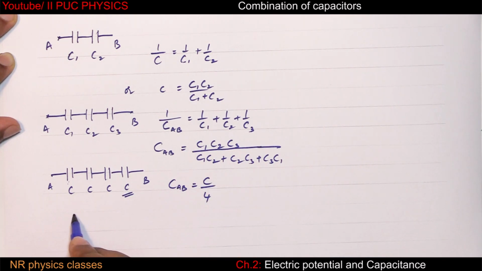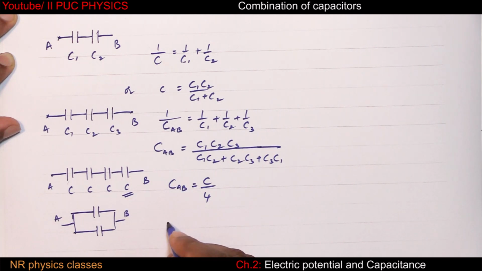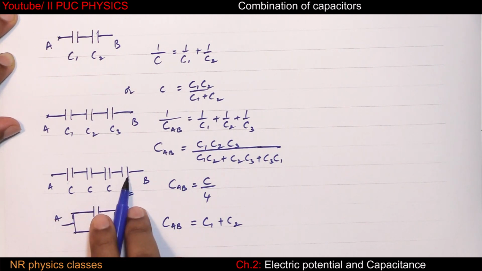Similarly, if capacitors are in parallel like this, then equivalent across AB, these two are in parallel. So CAB equal to C1 plus C2. When they are in parallel, it is easy, just add them. But when they are in series, you should be careful.